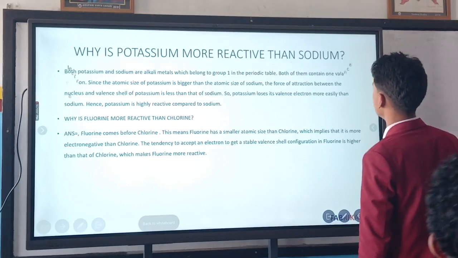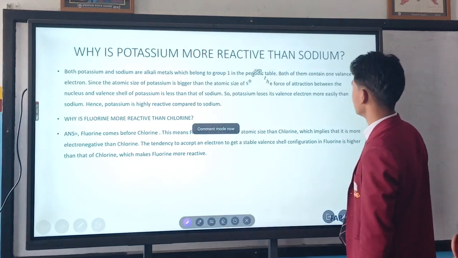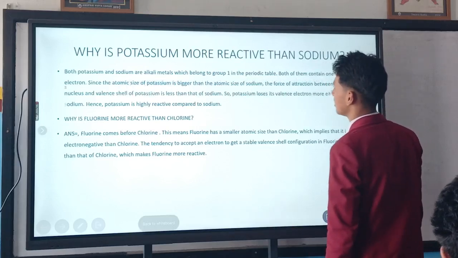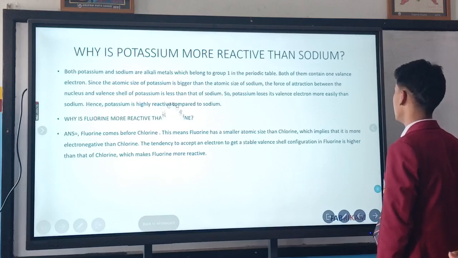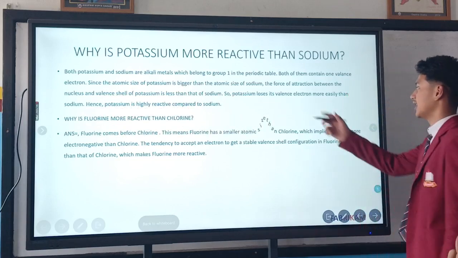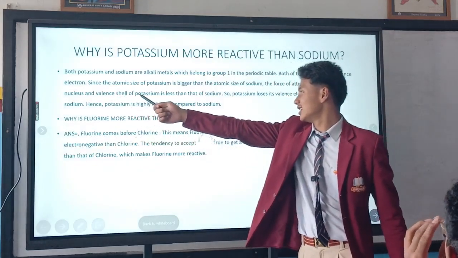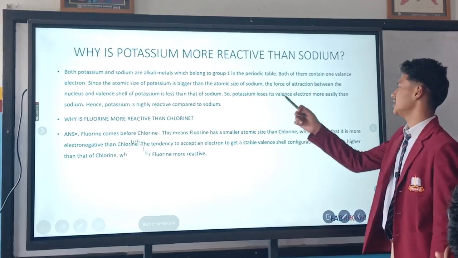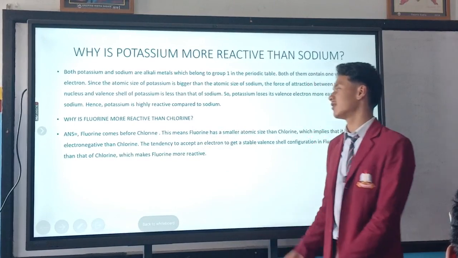Why is potassium more reactive than sodium? Both potassium and sodium are alkali metals which belong to group 1 in the periodic table. Both of them contain one valence electron. Since the atomic size of potassium is bigger than the atomic size of sodium, the force of attraction between the nucleus and valence shell of potassium is less than that of sodium. So potassium loses its valence electron more easily than sodium. Hence, potassium is highly reactive compared to sodium.